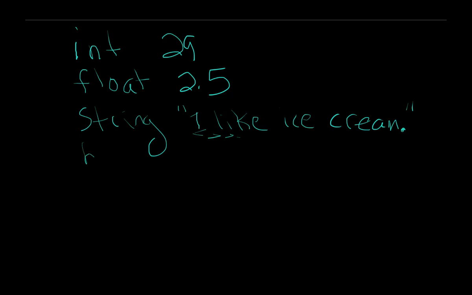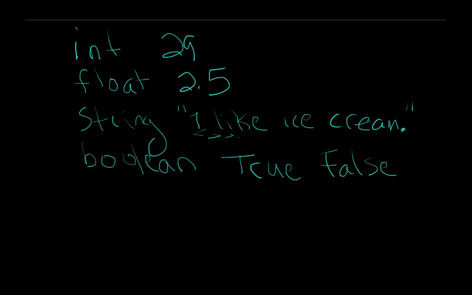Our other basic data type is a Boolean. There are really only two values for a Boolean, true and false. We can also think of true as 1 and false as 0. These are going to be really useful in a lot of ways, and we'll see later on in the course how we use these.